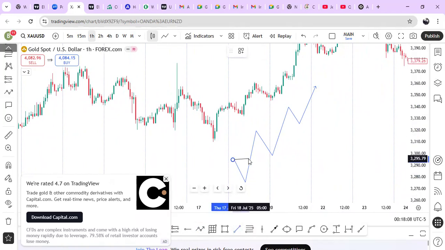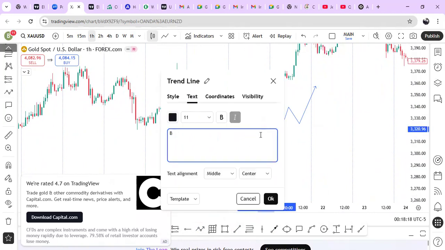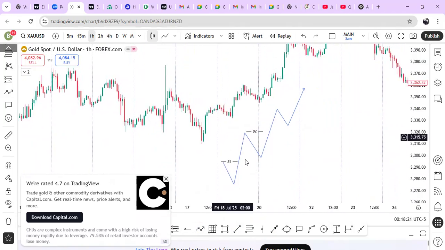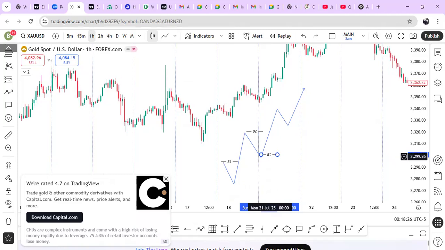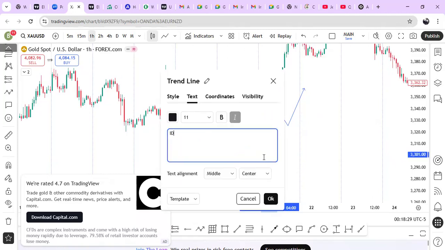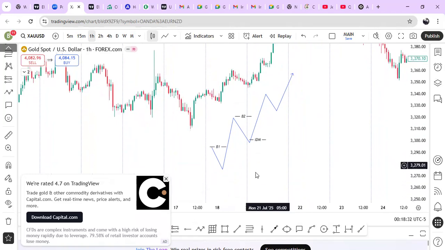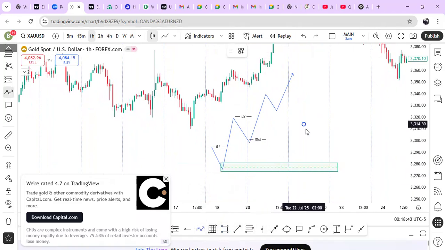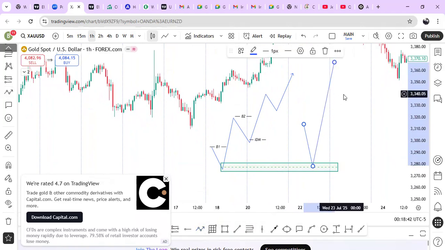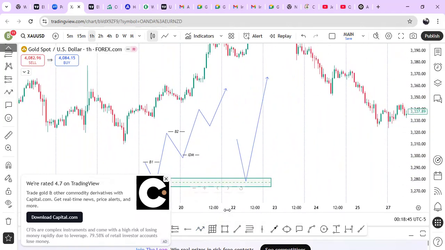So you have your first breakup structure, B1, second breakup structure, B2. Then your second breakup structure now, the leg where it came from, is your IDM. Then you look at the extreme for either your fair value gap or your order block. Then you anticipate price comes back to this zone to continue. You flip it for the sell bias.